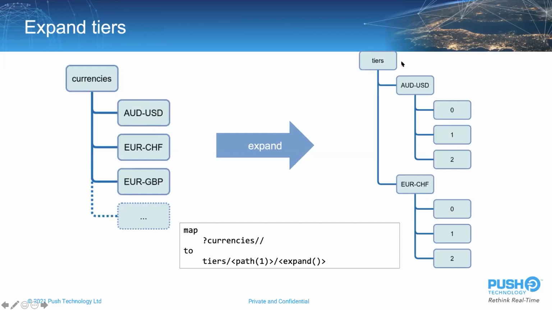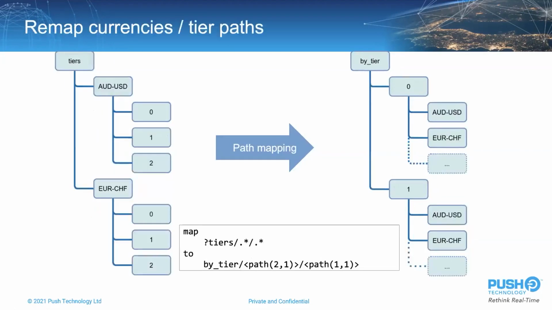This then gives us a new view of the data, which we call tiers, where we have each individual currency pair and then the 3 nodes. And this will only contain the pricing data for that tier. So now we're able to split apart the data, and we have a view of currency pairs, and then underneath each currency pair, the 3 different pricing tiers. But then what we can do is apply another topic view to our tiers view.